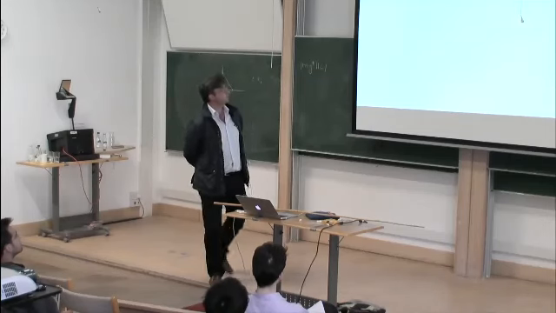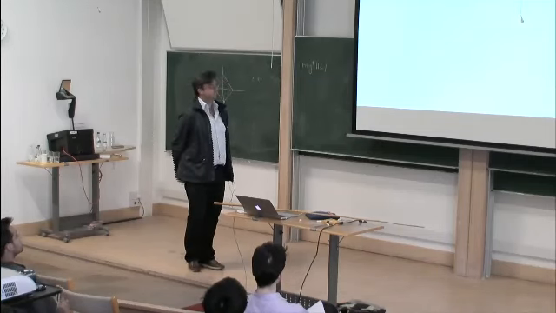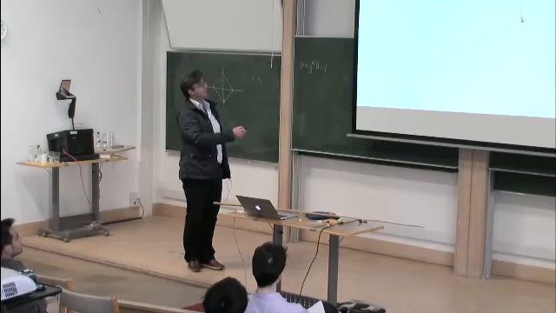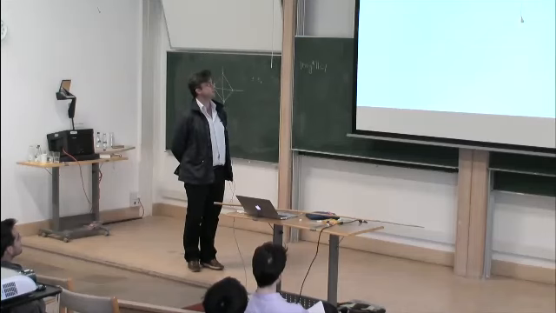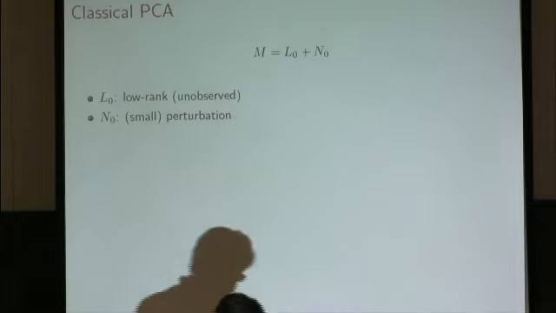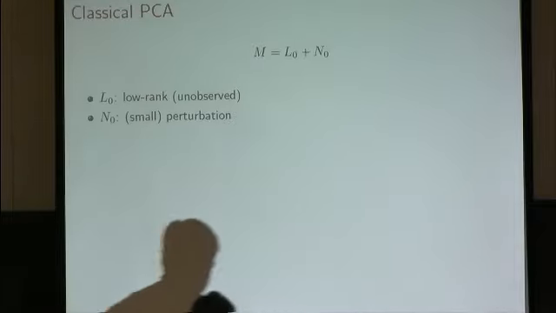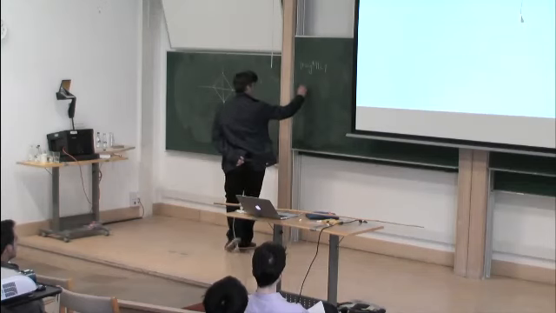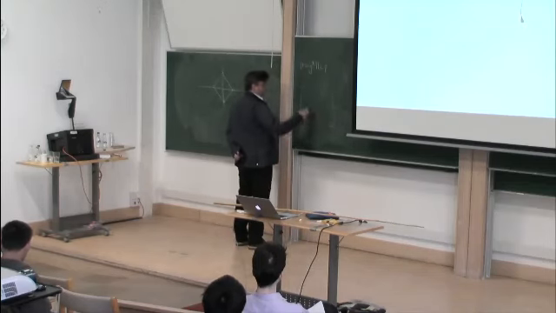Okay, so classical principal component analysis is something that looks like this. I've got a data matrix M, which is a superposition of a low-rank component and a small perturbation. So the way statisticians think about principal component analysis is that you give me a data matrix. I think about the columns. The columns for us are variables.